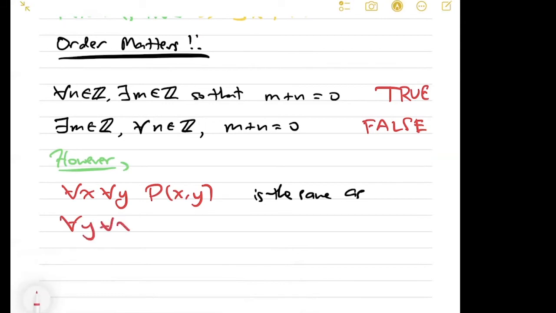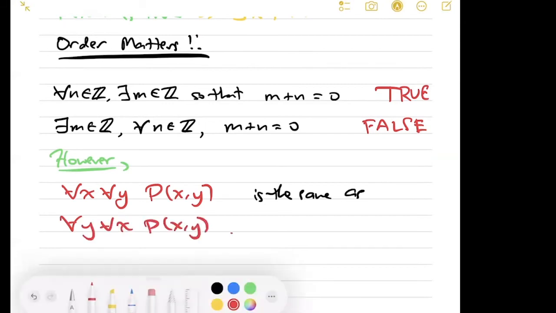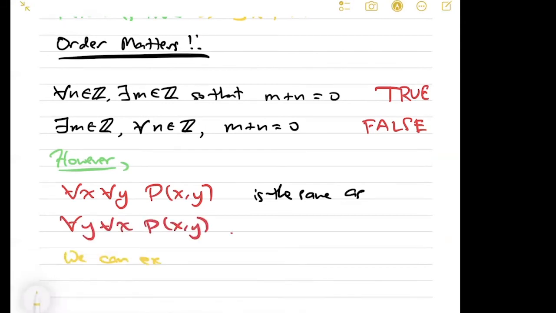However, when we have the same type of quantifier, we can exchange their order. For example, if we have the sentence for all x for all y p of x y, we can also write that as for all y for all x p of x y.